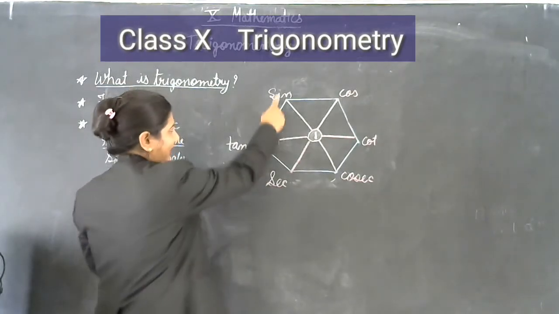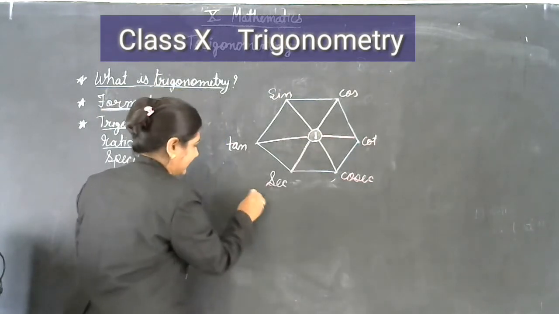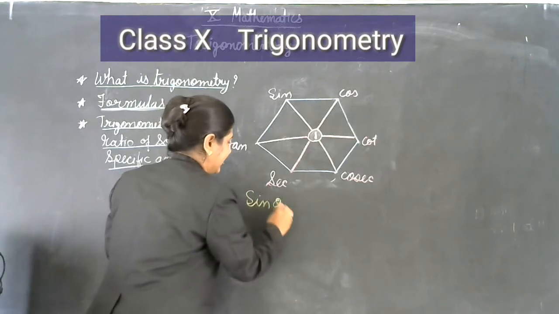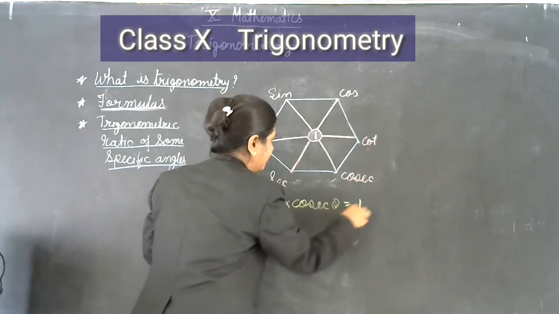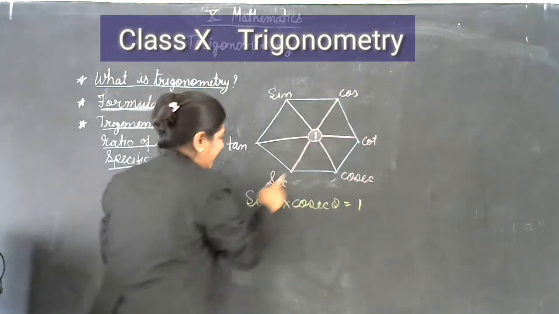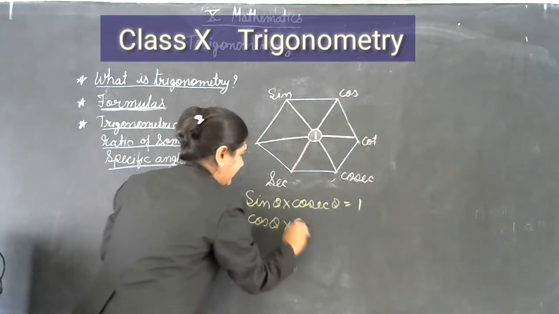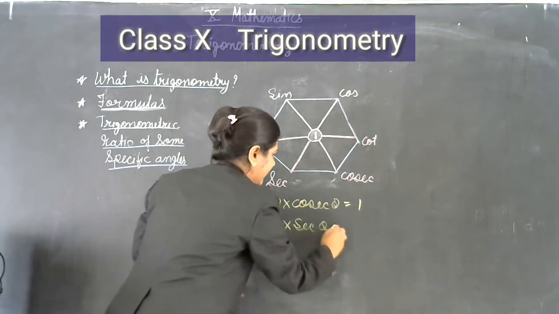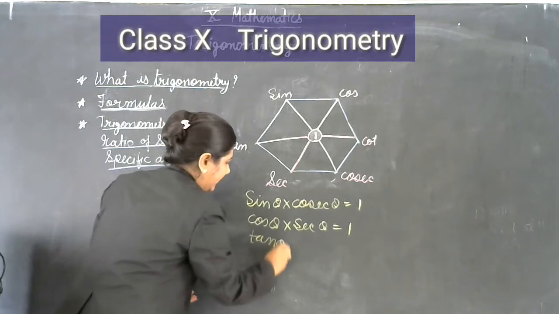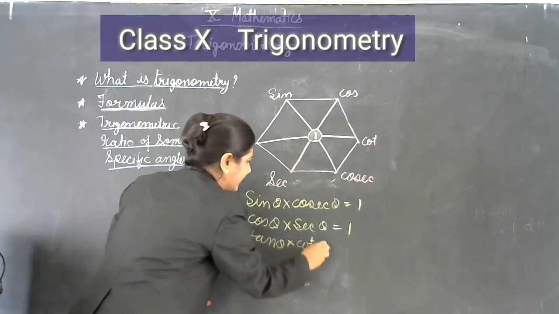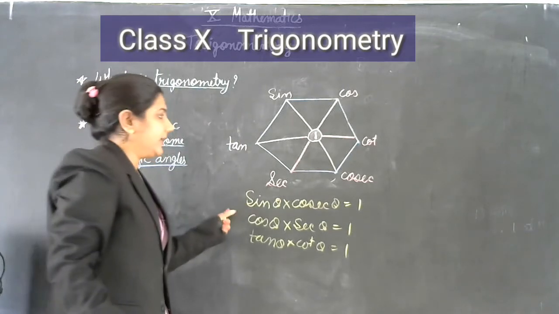If we multiply these ratios diagonally, then we will get 1. Sin theta into cosec theta equals 1. Cos theta into sec theta equals 1. And tan theta into cot theta equals 1. This also we use in exercises.